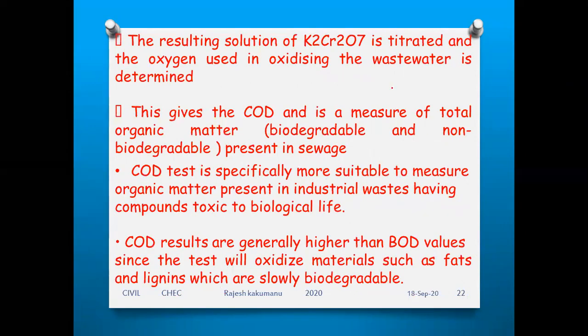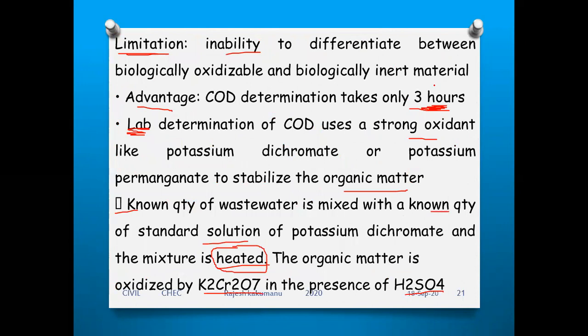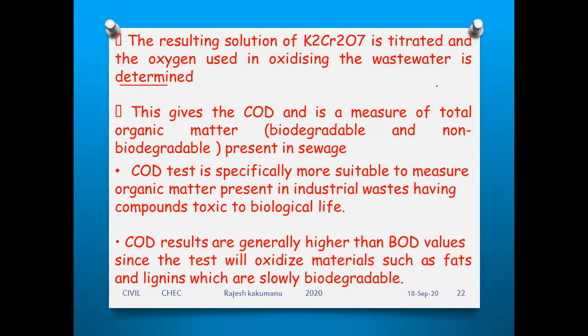The resulting K2Cr2O7 is treated, and the oxygen used in oxidizing the wastewater is determined. So by treating the wastewater with this oxidizing element and heating it, the results are achieved. Thereby the oxygen content is determined by this process. This process takes about 3 hours to give the result. Right? Next one. This gives the COD, the chemical oxygen demand, and is a measure of total organic matter.